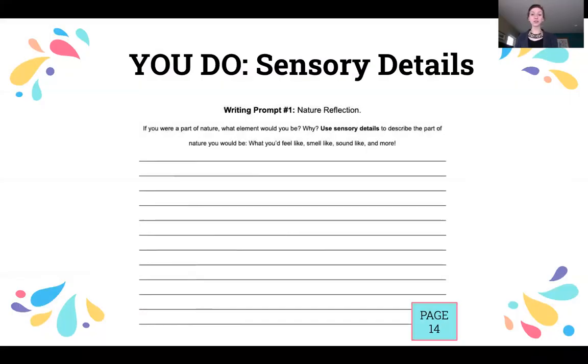The final you do is writing prompt number 1 on page 14. It's nature reflection. If you were a part of nature, what element would you be? Why? Use sensory details to describe the part of nature you would be, what you'd feel like, smell like, sound like, and more. Use all 5 senses. All right? I'll start thinking about what I'd be, and maybe we can talk about this in our next Zoom.